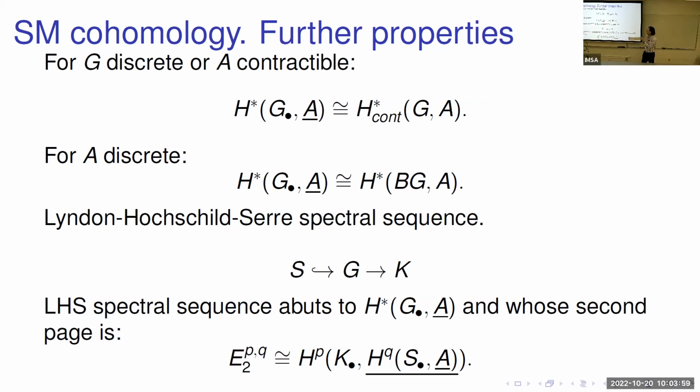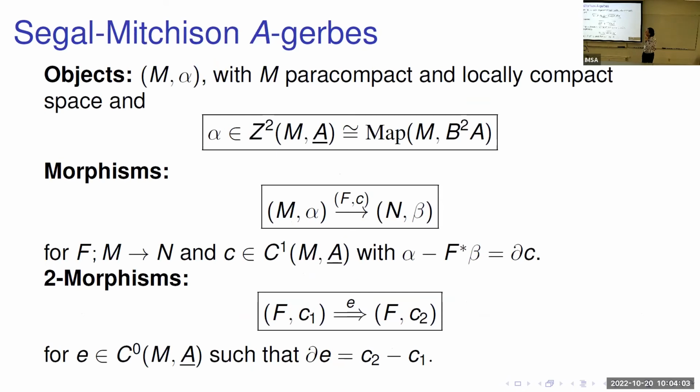And of course, there is the type of Lyndon-Hochschild-Serre spectral sequence that I will use. So, what is the category? I'm going to take as objects Segal-Mitchison gerbes. We just call them that way, but these are just gerbes modeled in the Segal cohomology structure, namely maps from M to B squared A. Namely, these are just the principal bundle associated to it by the pullback, and this will be my objects.